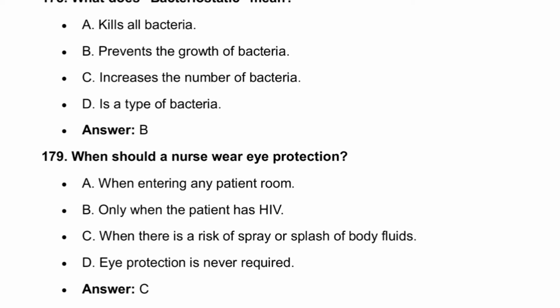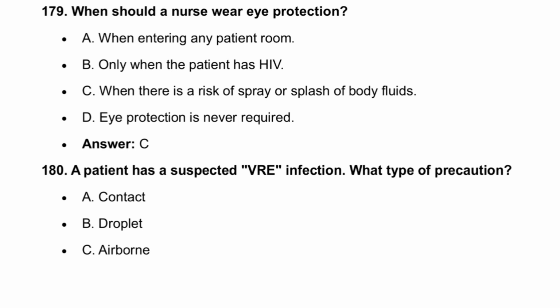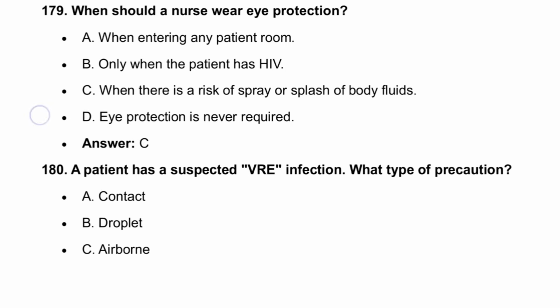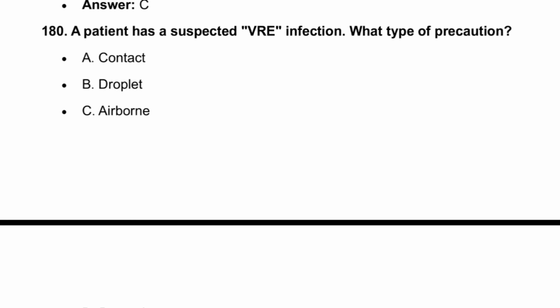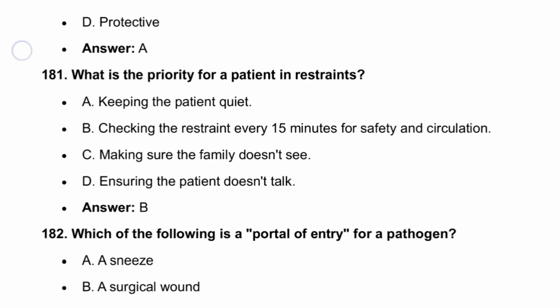When should a nurse wear eye protection? C, when there is a risk of spray or splash of body fluid. A patient has a suspected VRE infection. What type of precaution? Question গুলোর answer করো. Contact precaution. চলো next. What is the priority if the patient is in restraint? Answer is B, checking the restraint every 15 minutes for safety and circulation.